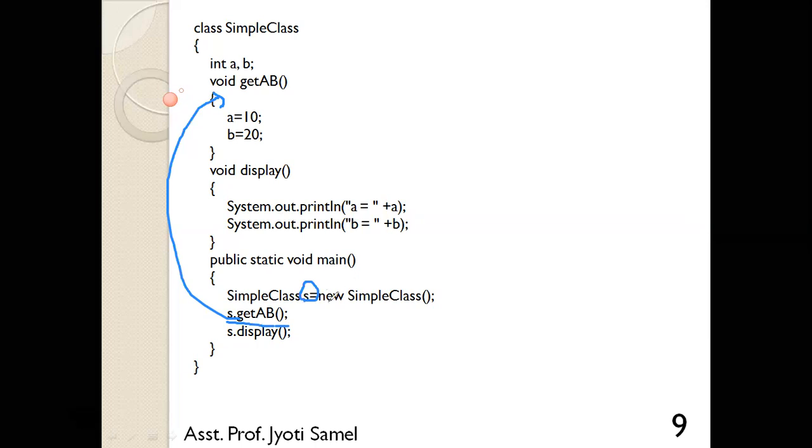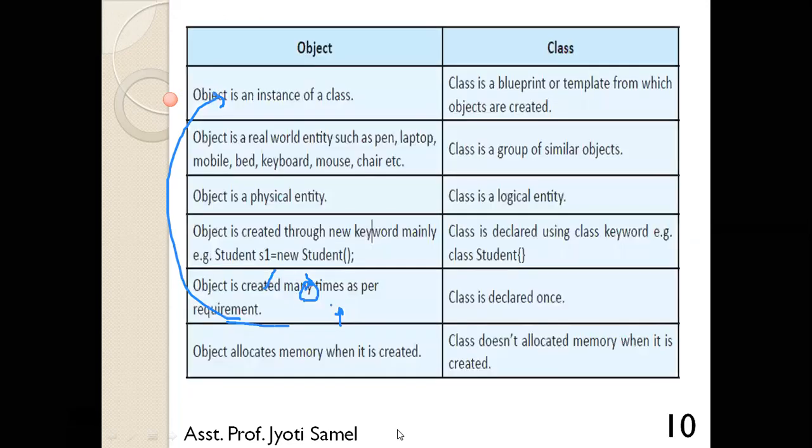Hope you are understanding. Here this is a class name, this is an object name, and this new keyword is used for dynamically assigning memory for the class member variables. In my coming video, we will see all these things in detail.